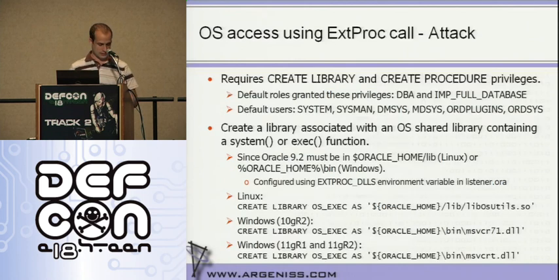Well, let's see now the first example with a demonstration, the method using an external procedure call. An external procedure is a function in a dynamic link library. So we first need to create a library object on the database that points to an external DLL file.